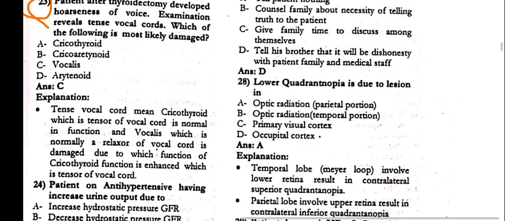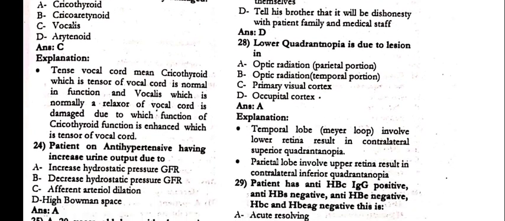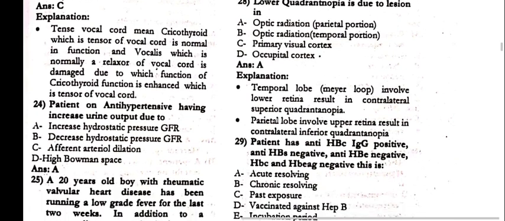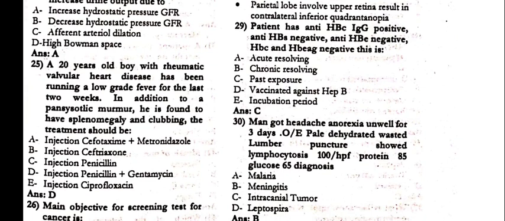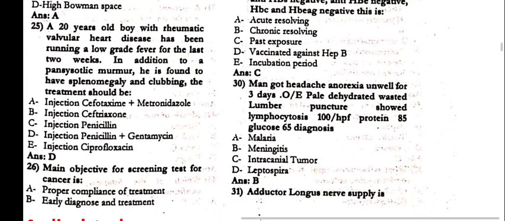Tell his brother that it will be dishonesty with the patient, family and medical staff. 28, the lower quadrantanopia is due to a lesion in the optic radiations. 29, the patient has anti-HBc IgG positive, anti-HBs negative, anti-HBe negative, HBs and HBe antigen negative. This is past exposure.